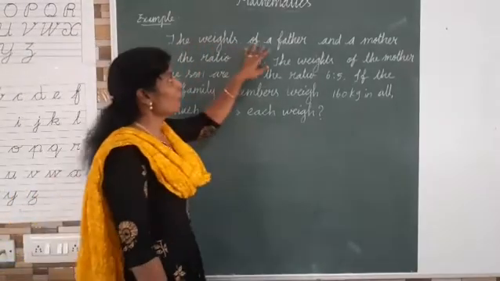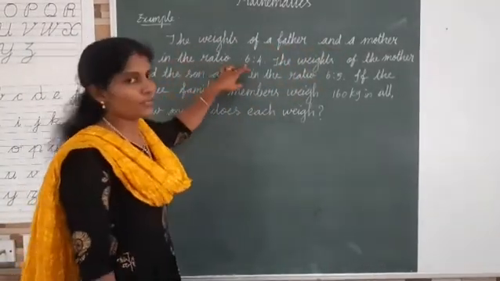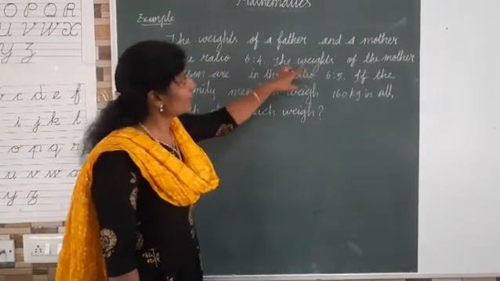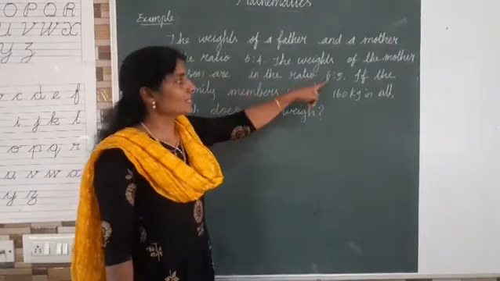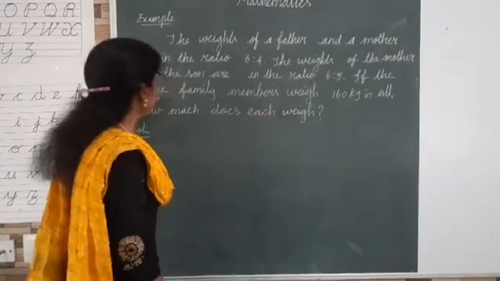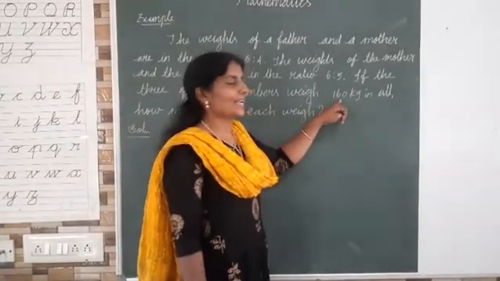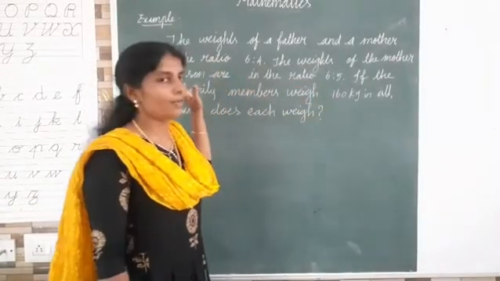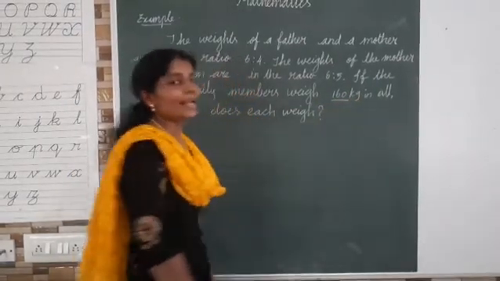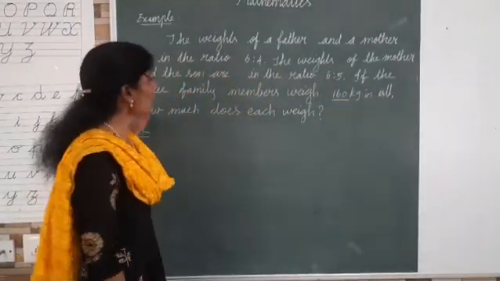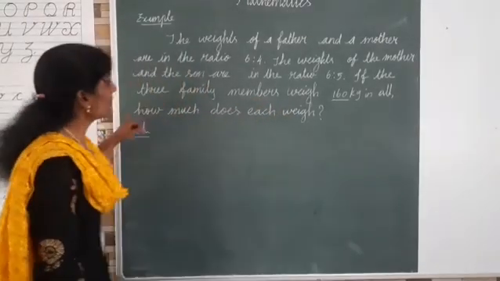The weights of a father and a mother are in the ratio 6:4. The weight of the mother and the son are in the ratio 6:5. If the 3 family members weigh 160 kg. Okay, 3 family members, that is the total weight. 160 kg in all. How much does each weigh?